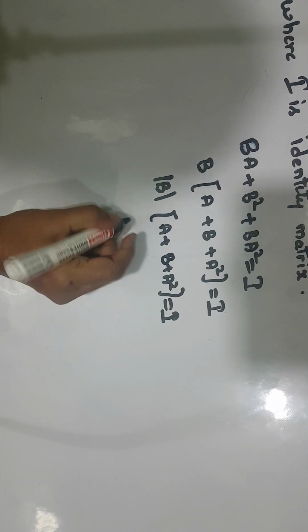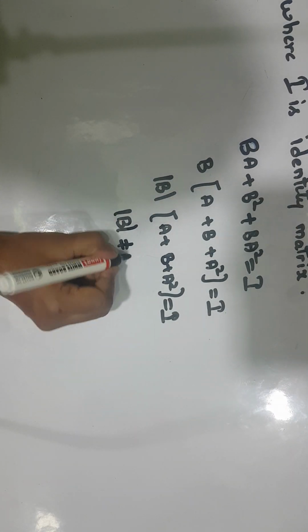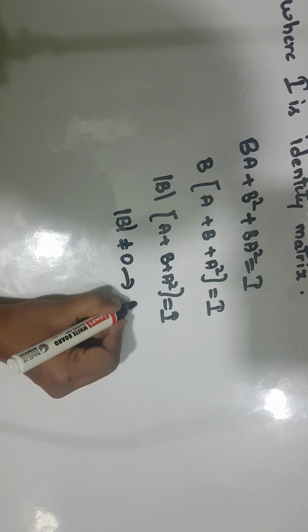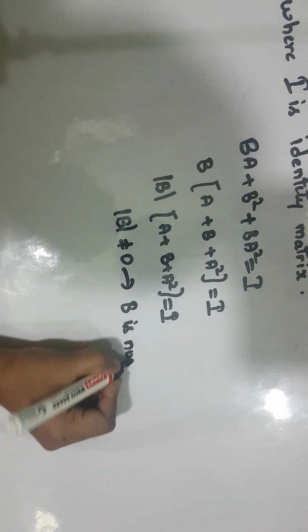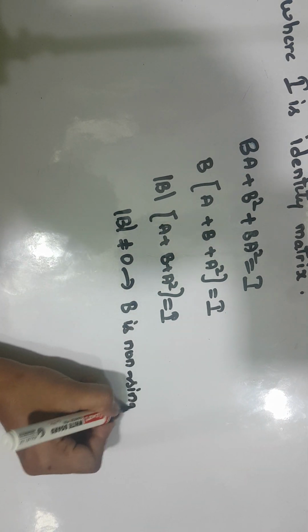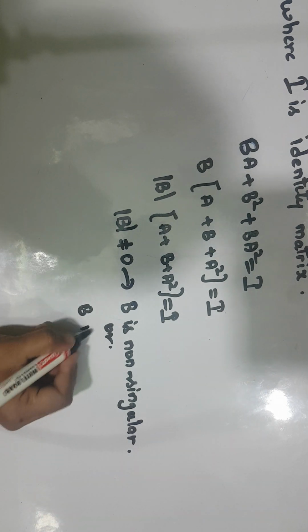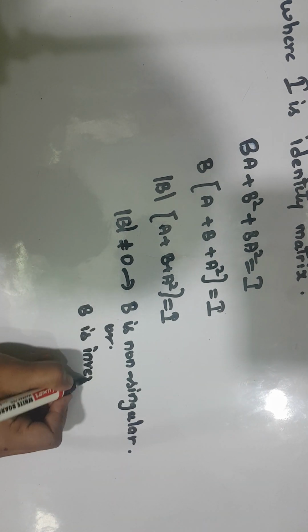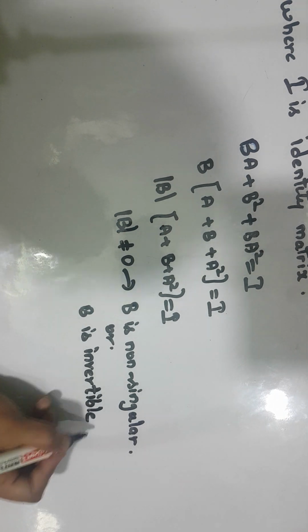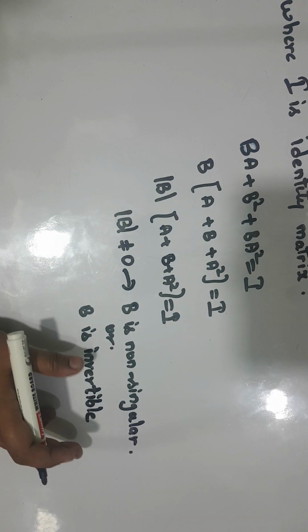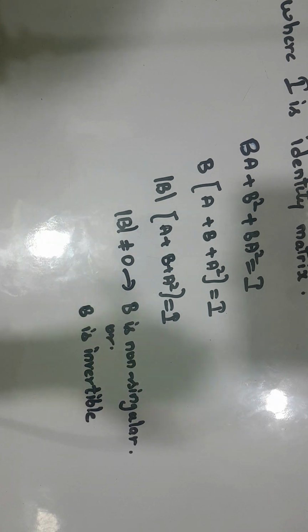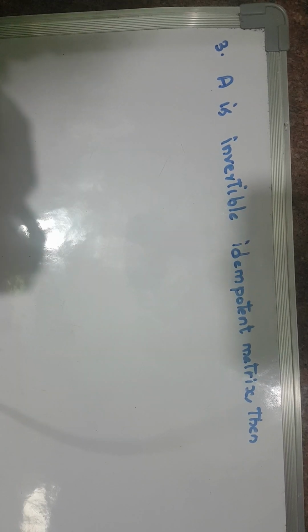So what is the value of mod B? Mod B will never be equal to 0. This means B is non-singular, or we can also write B is an invertible matrix. B is invertible and B is non-singular. Okay, now comes to the third question.